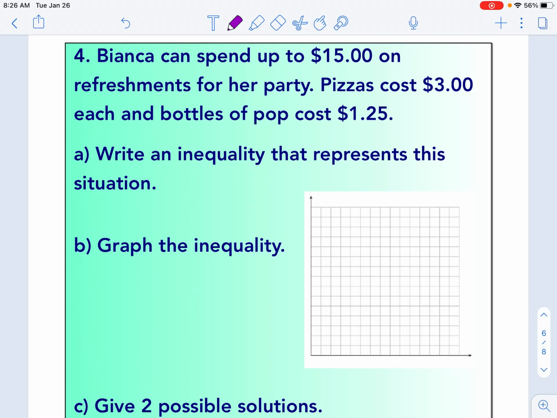So it says Bianca can spend up to $15 on refreshments for her party. So I'm just going to write down here that the amount that she can spend has to be less than or equal to 15, okay? And I don't really want to use different variables like that since I'm going to graph it as a linear inequality. So I'm going to keep that in mind as I start working through this problem. I'm going to change some of these variables to X and Y. Okay, so the pizzas cost $3 each and the bottles of pop cost $1.25 each.